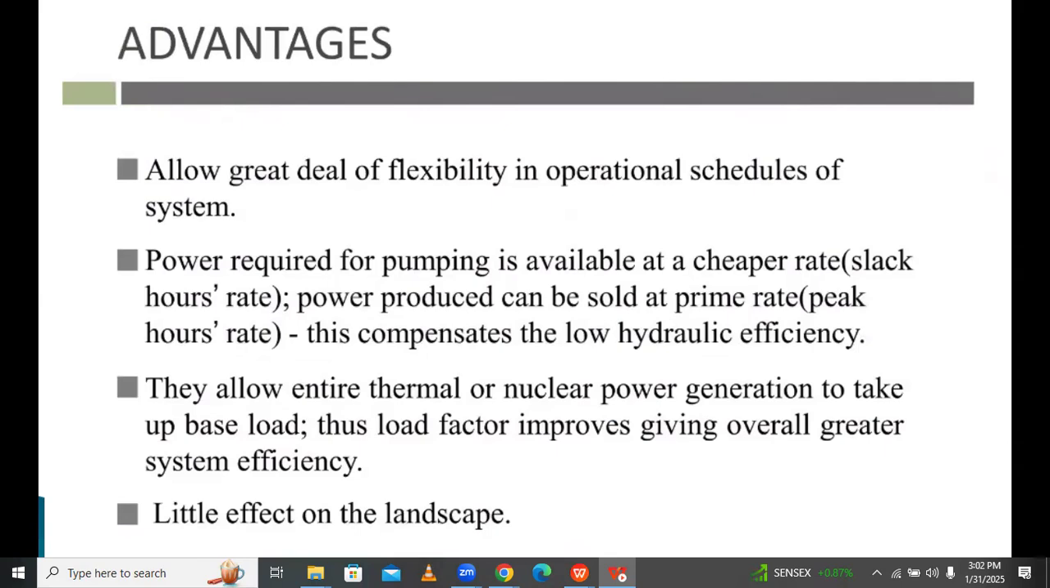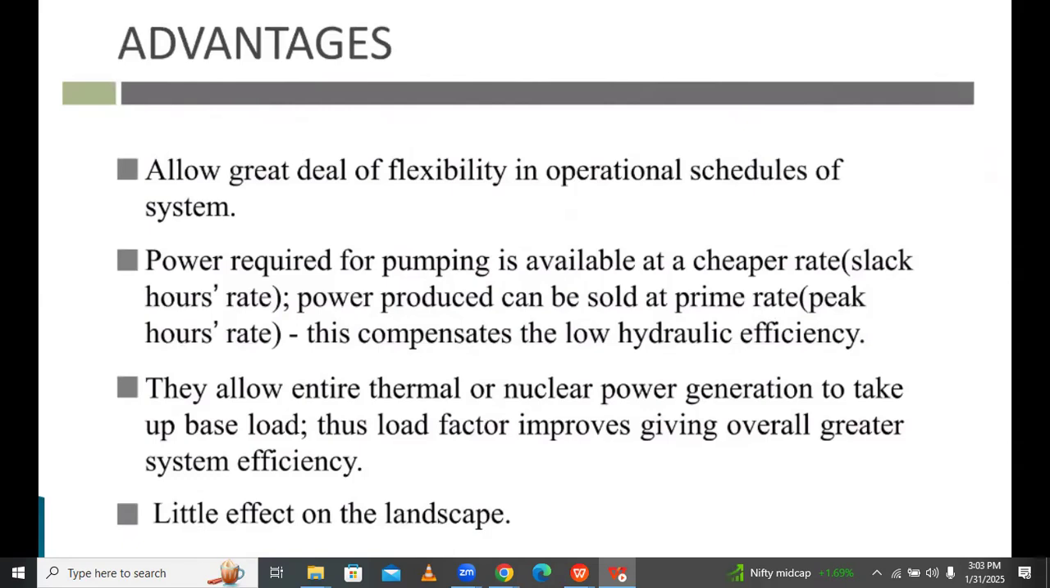To increase the generation capacity takes only a few minutes, and decreasing it is also very easy in a pumped hydro storage system. The power required for pumping is available at a cheaper rate, in slack hours. For example, during night-time and winter conditions, the power cost is very low. At that time the water is pumped at a cheaper rate, and when power is produced, it can be sold at a prime rate. In peak hours we can generate the electricity and sell it at a higher rate. So this is the advantage of PHS.